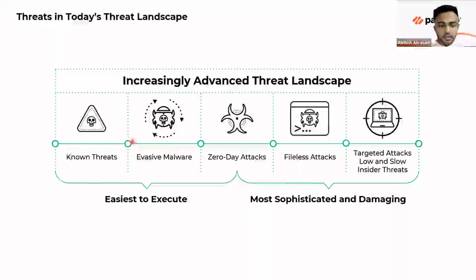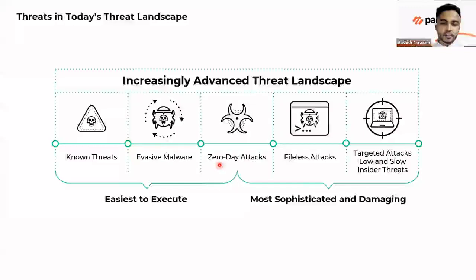For example, known threats. Known threats are those threats which are known by the whole security community. It is known by Palo Alto, it is known by Cisco, it is known by McAfee, it is known by IBM. Everybody knows about it. So we can detect and block. Then comes the evasive malware, where the malware is trying to evade the detections, right? So typically we talk about Trojans here, which look like they are good software, but they are not. Then we talk about 0 days.